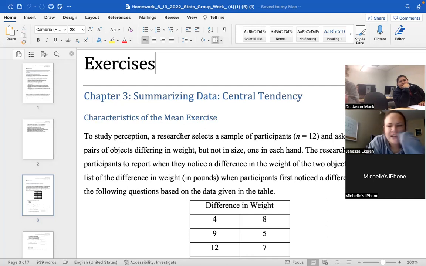Okay, I can't see those rules, guys. It's on the PowerPoint for chapter 3, on the slide, let me find it. Characteristics of the mean. I can probably tell you what slide. You want the slide number? Yes. I found it, slide 15.